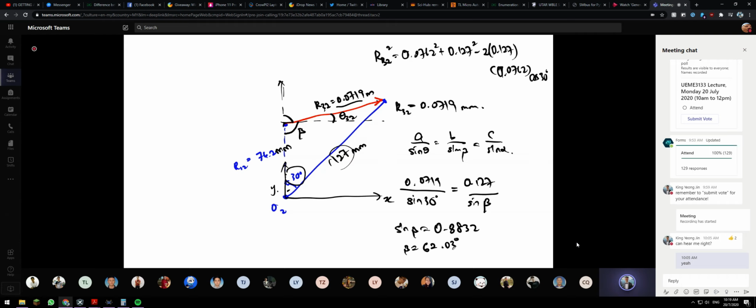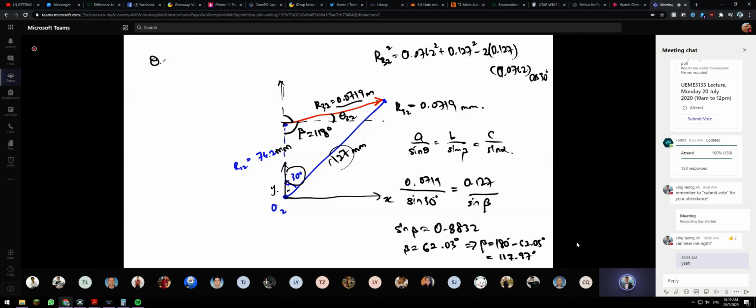So that's why the actual one, it should be 180 minus 62.03. So we are getting 117.97. Okay. So means the actual one is 117 or 118 degree, right?